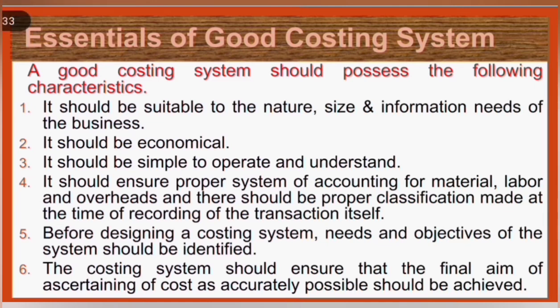Number 4, it should ensure a proper system of accounting for material, labor, and overheads, and there should be proper classification made at the time of recording of the transaction itself. Number 5, before designing a costing system, needs and objectives of the system should be identified. Number 6, the costing system should ensure that the final aim of ascertaining cost as accurately as possible should be achieved.